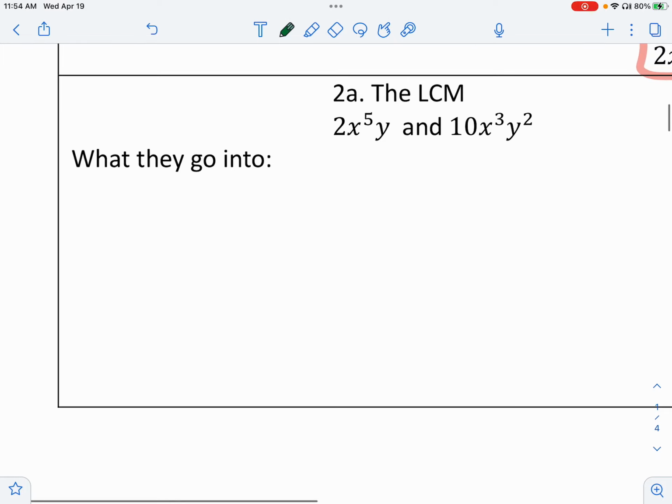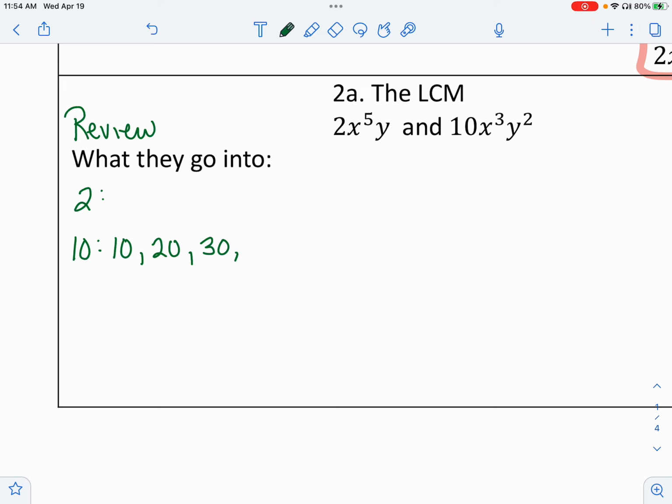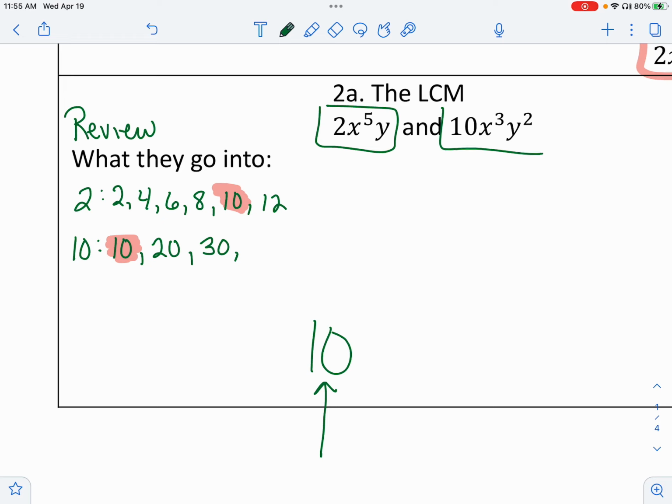Now the LCM is a different story. This we should probably review. You have not seen this since middle school. It's what do they go into? So think about 2 and think about 10. What do 2 and 10 both go into? Well, I know that 10 goes into 10, 10 goes into 20, 10 goes into 30, etc. 2 goes into 2, 4, 6, 8, 10, 12. These are called multiples. So what is the least common multiple that they have in common? 10. So 10 is the smallest thing that they both fit into, not what fits into them.